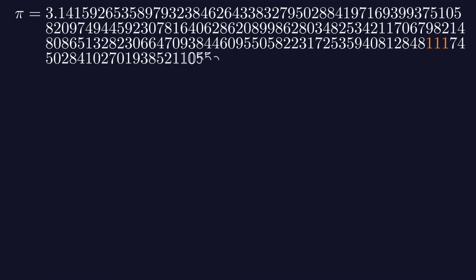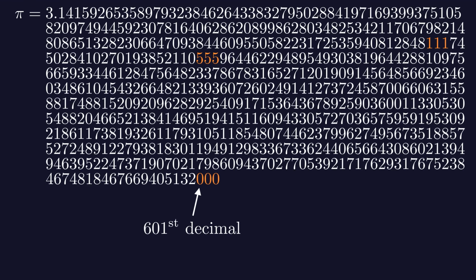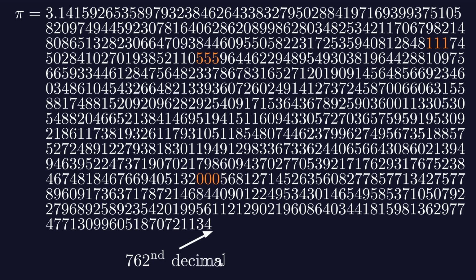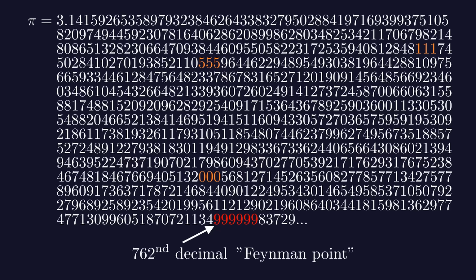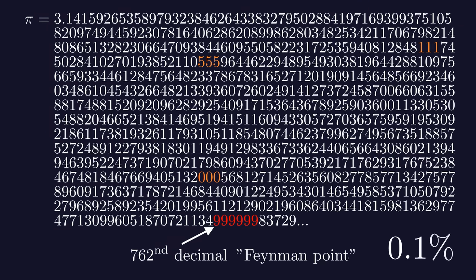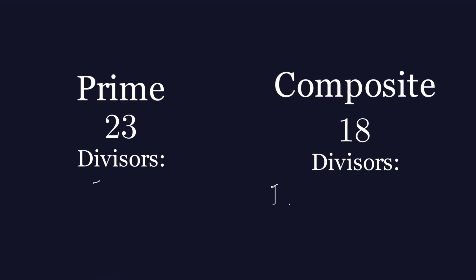At the decimal place 177, we get 3 5s in a row, and at decimal place 601, we get 3 zeros in a row. And then we get to the 762nd decimal place, which is also called the Feynman point, and we get 9, 9, 9, 9, 9, and 9. The probability of getting the same digit 6 times in a row in the first 1000 decimal digits of pi is equal to 0.1%.